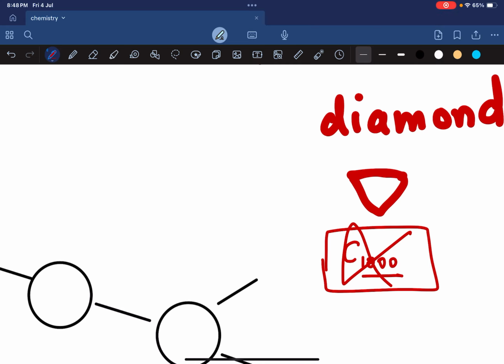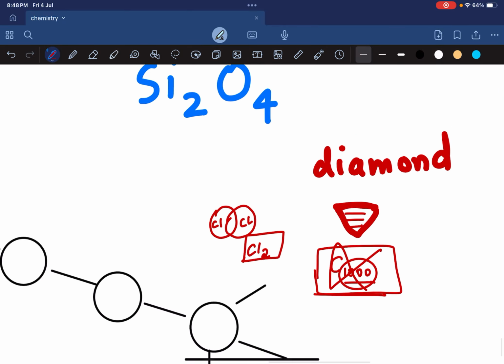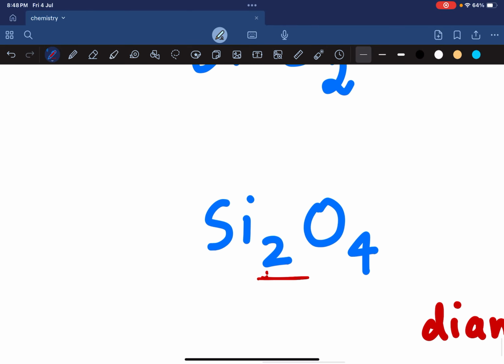But if I have Cl2, this is a chlorine molecule, so I can name it Cl2, because this is how chlorine exists. But over here, because this piece has 1,000 atoms, I cannot name it C1000. So for giant covalent structures, you don't write this number with them. This number is just a ratio, not the exact number. So this Si2O4 is just a ratio.